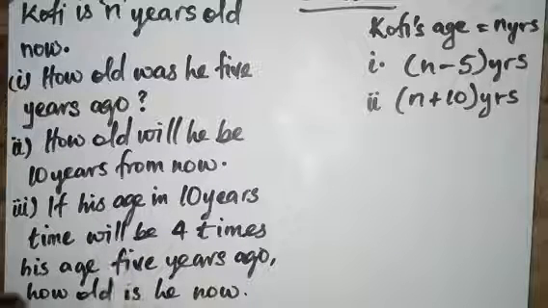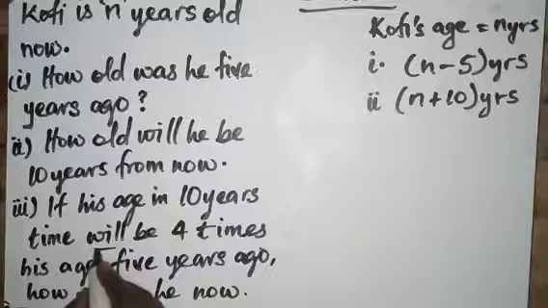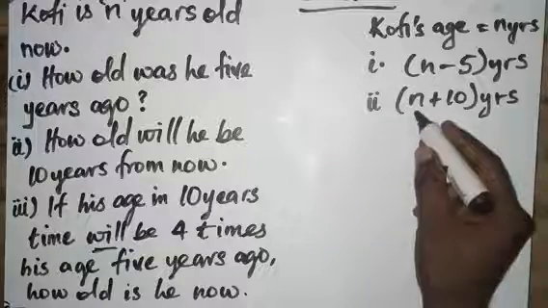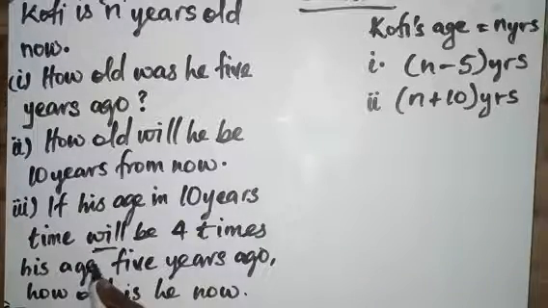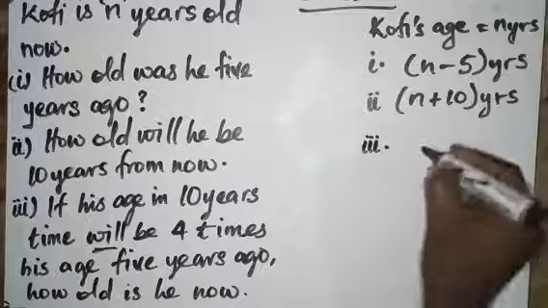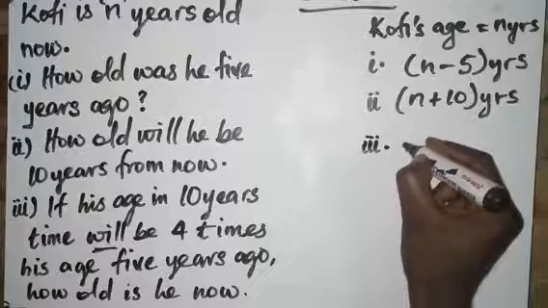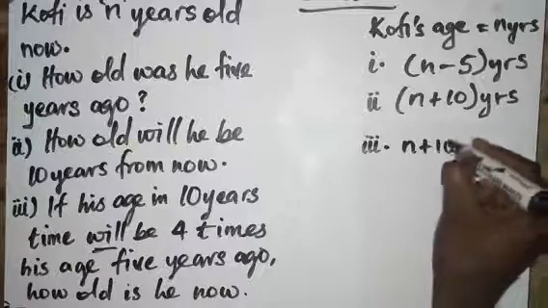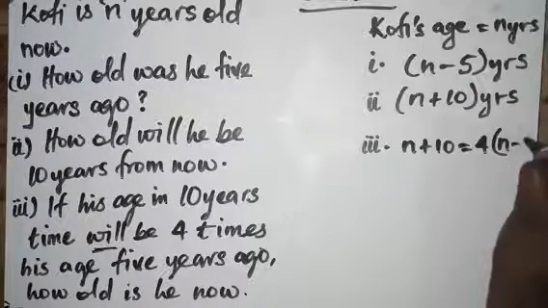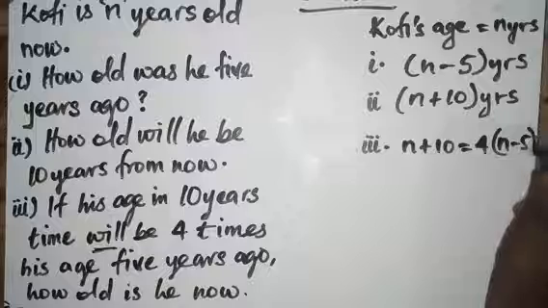Then, if his age in 10 years time would be 4, well, the term "well" means equals to. So if his age in 10 years time, which we know is n plus 10, is equal to 4 times his age 5 years ago, n minus 5. Good.